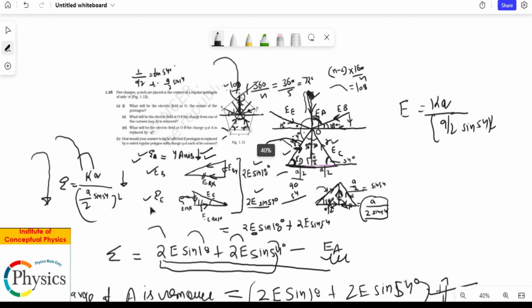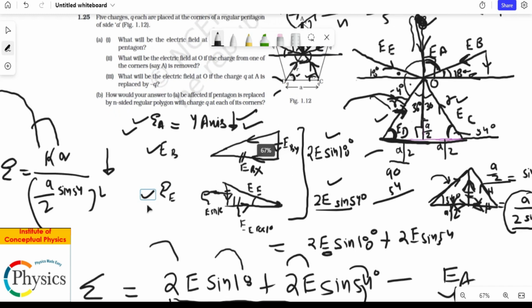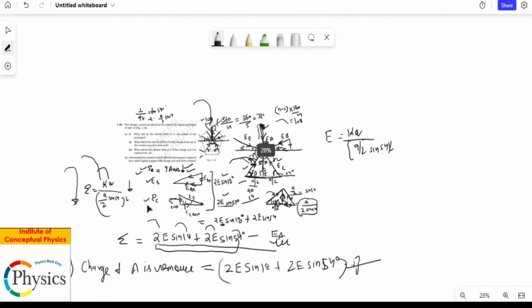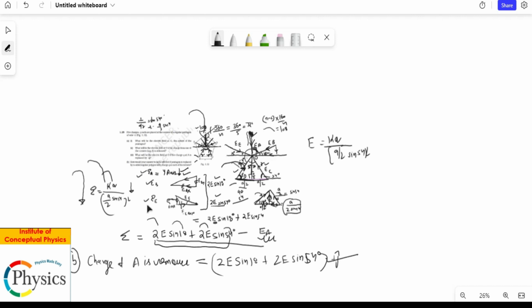Let's look into the next part. In the next part it says the charge at A is now replaced by minus q. Again, I will solve this analytically because it is becoming more of a vector question. If you notice the figure which I've drawn here, okay, what will happen is we have already found out the x ones have already cancelled. Okay, so we don't need to really worry about them. Due to these two, the net was coming out to be 2e sin 54, and due to these two, it was coming out to be 2e sin 54.